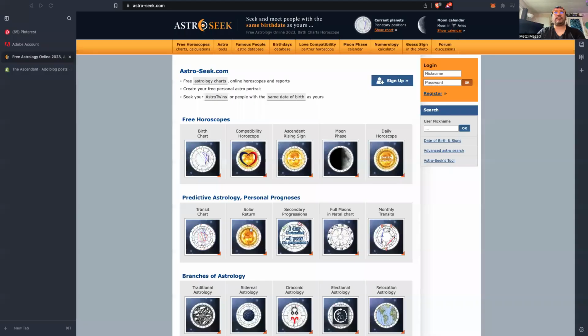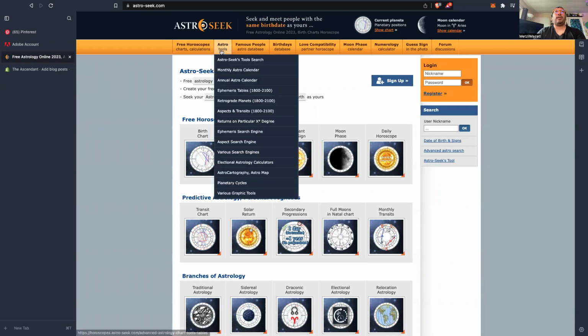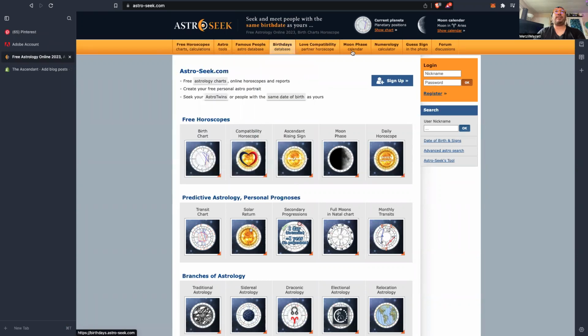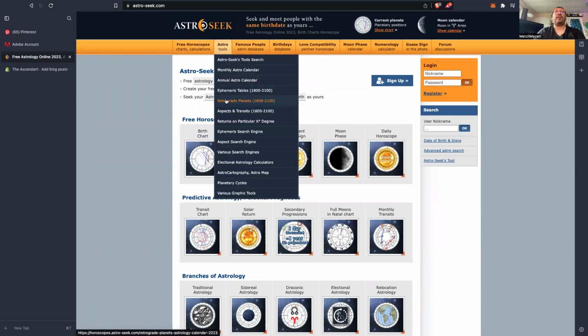So I'm going to share my screen and we're going to go over to Astro-Seek. So this is the home page, and basically I'm just going to show you where to find this. And a recording of this will be provided on the website. So we're going to go to the navigation bar, which is here. We're going to go to Astro Tools, and then Retrograde Planets.